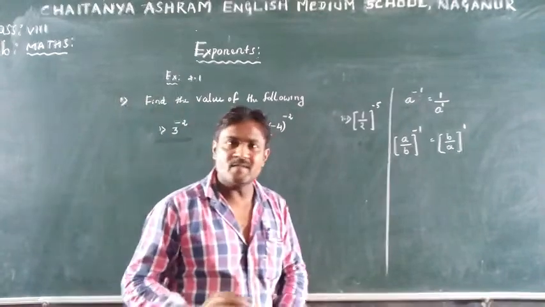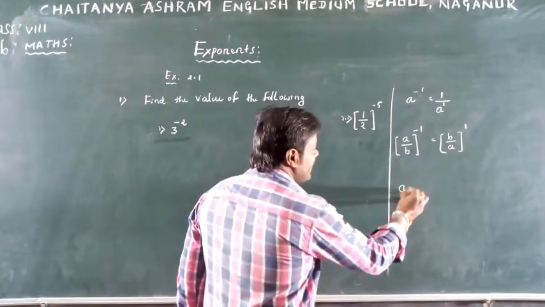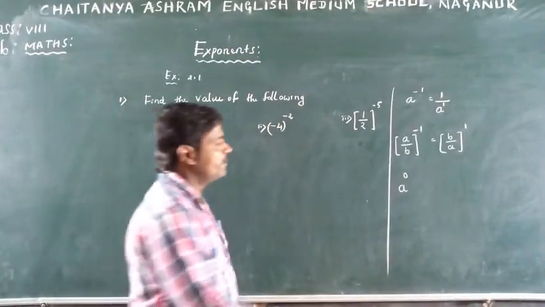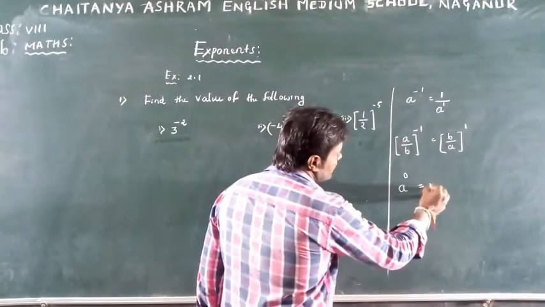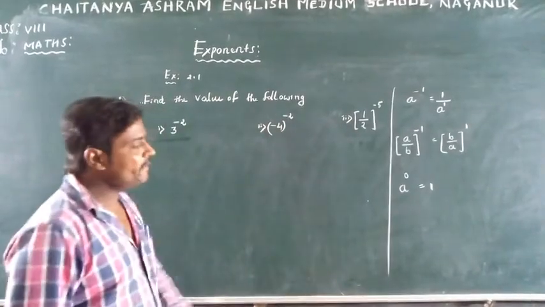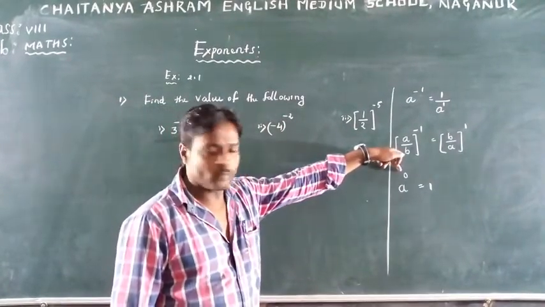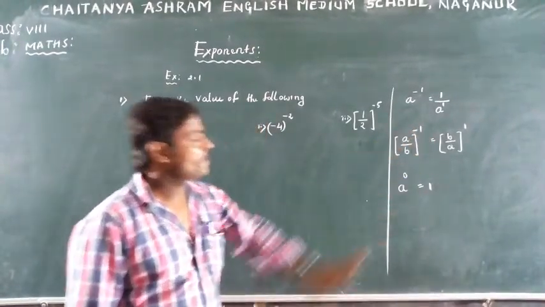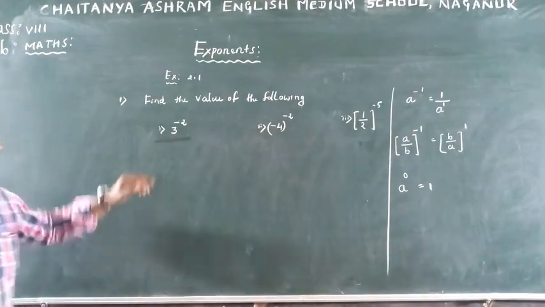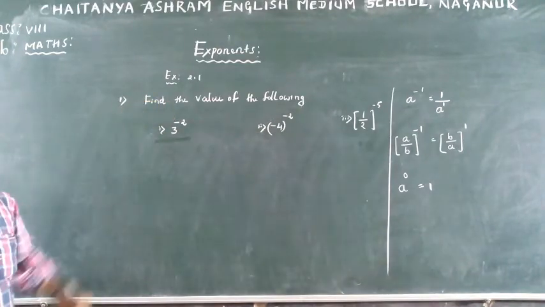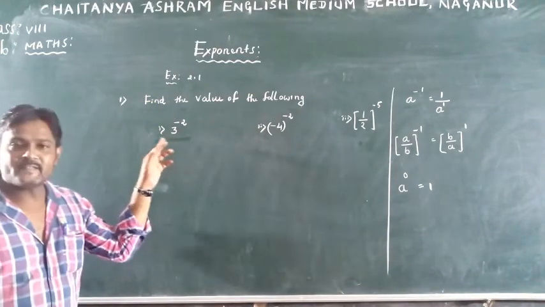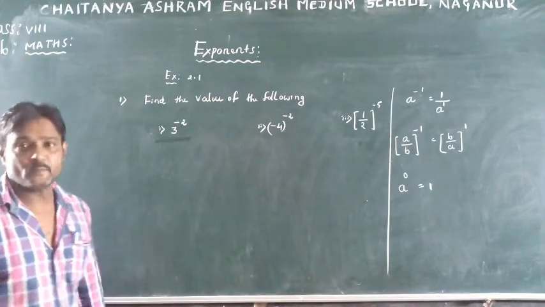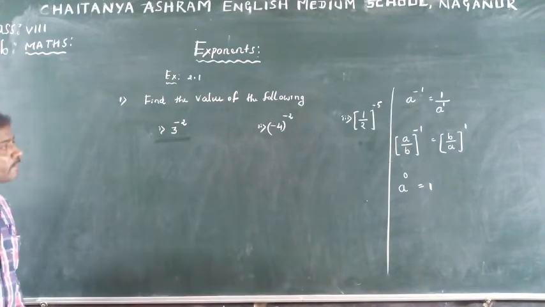And we studied some results, that is a to the power 0, its value is always equal to 1. Anything raised to the power 0 is always equal to 1. Clear? So observe 3 to the power -2. First convert this negative exponent to a positive exponent, then find its value.